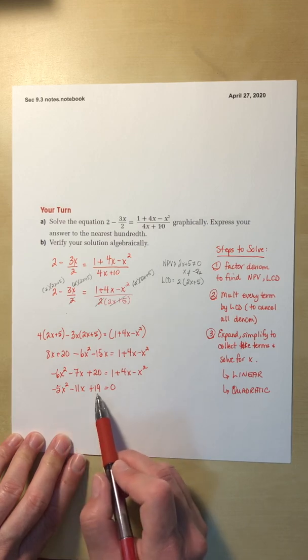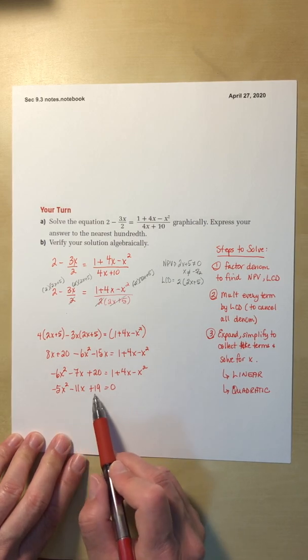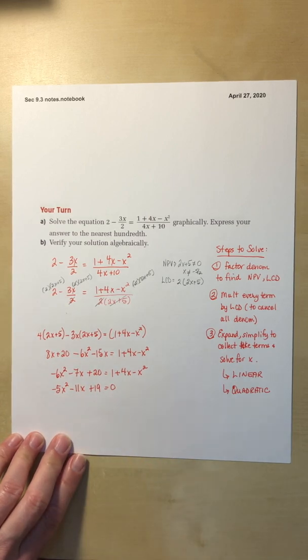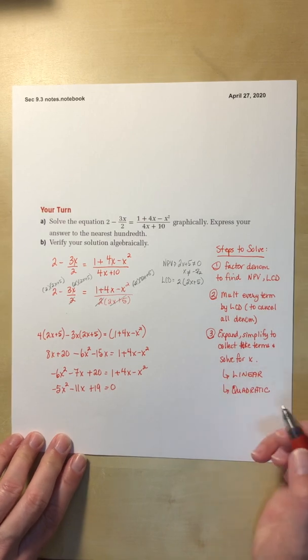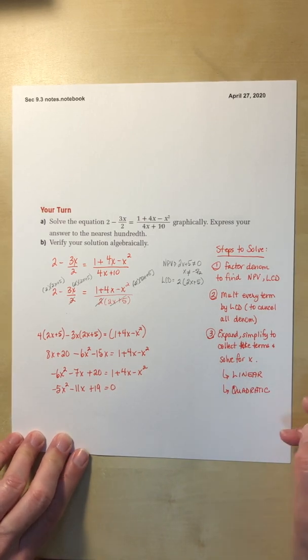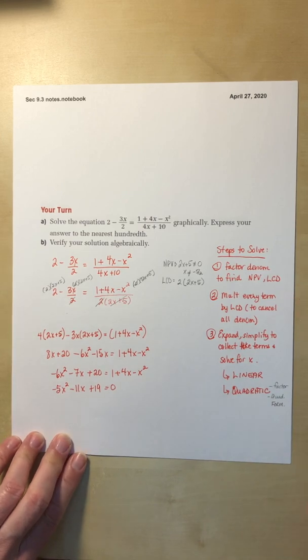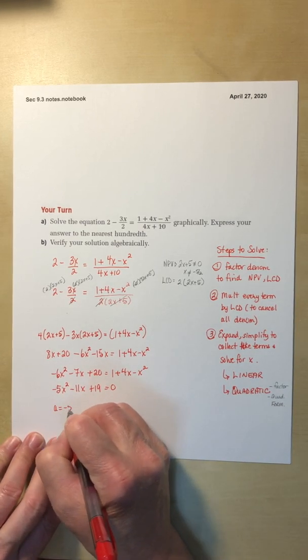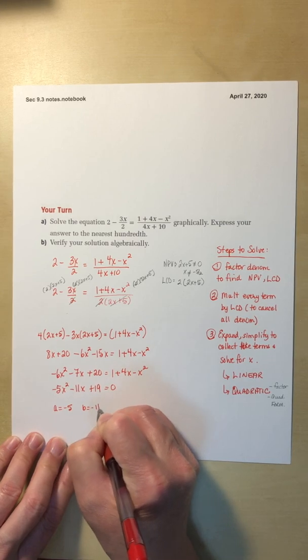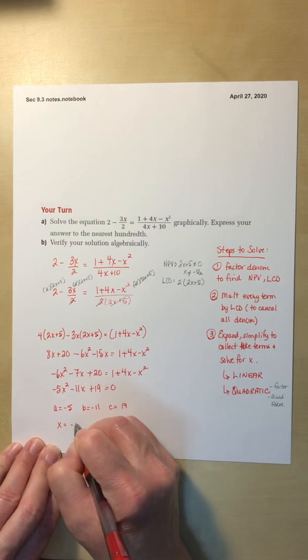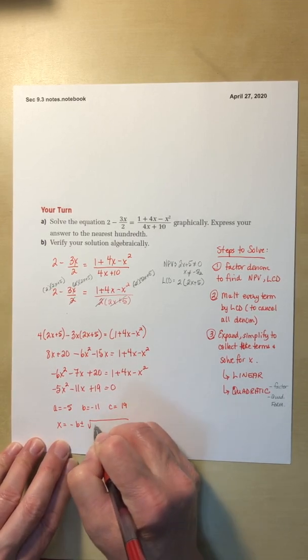In this case, we'd be looking for two numbers that multiply to negative 95 and add up to negative 11, and that is not factorable. So in this particular case, because we can't factor to solve, we may need to use the quadratic formula. With A being negative 5, B being negative 11, and C equaling positive 19, we're going to need to use the quadratic formula.